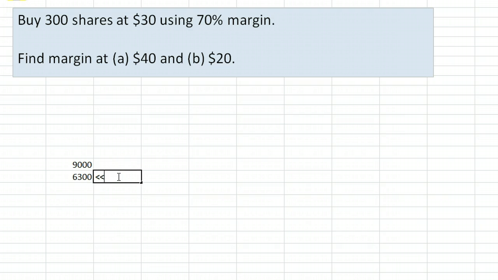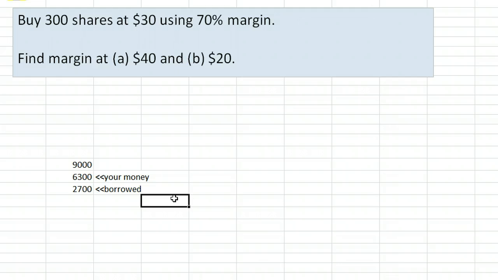Again, margin represents the value that you own, your money. The rest of it, the 30%, is the amount that you have borrowed. Okay, so that's frequently confused. Make sure you get that part correct. Margin represents your money. The rest is borrowed.